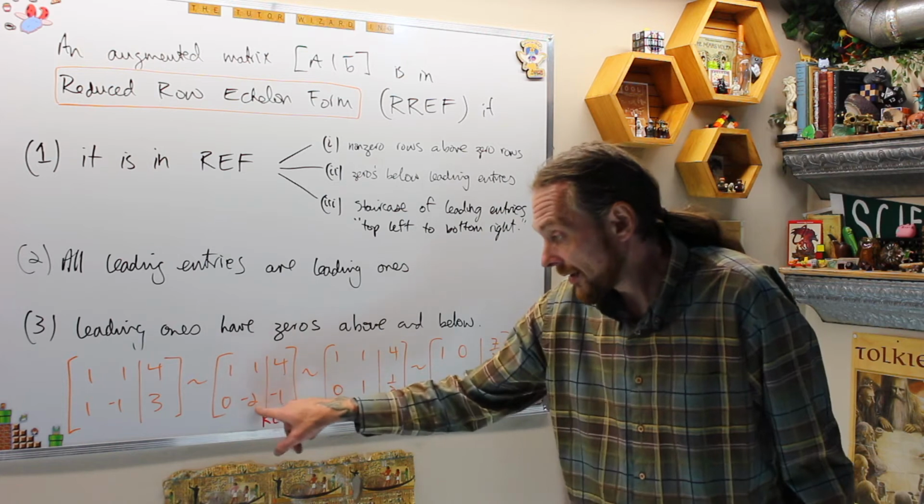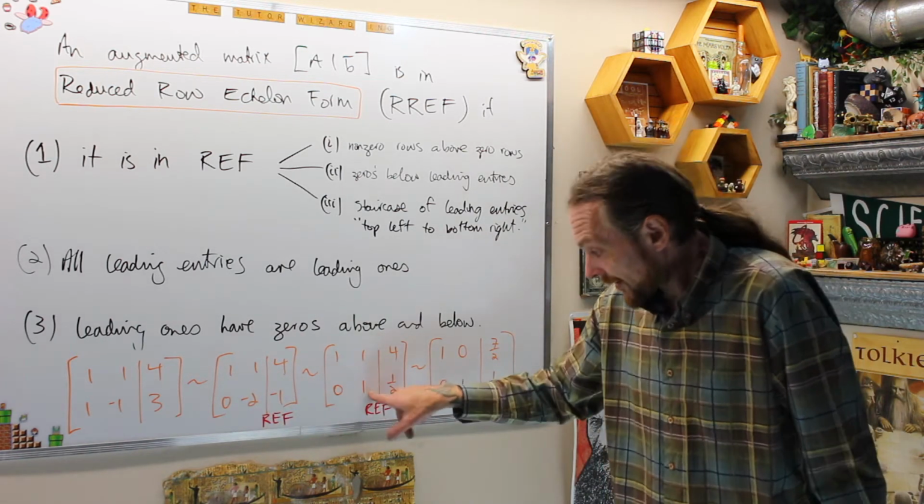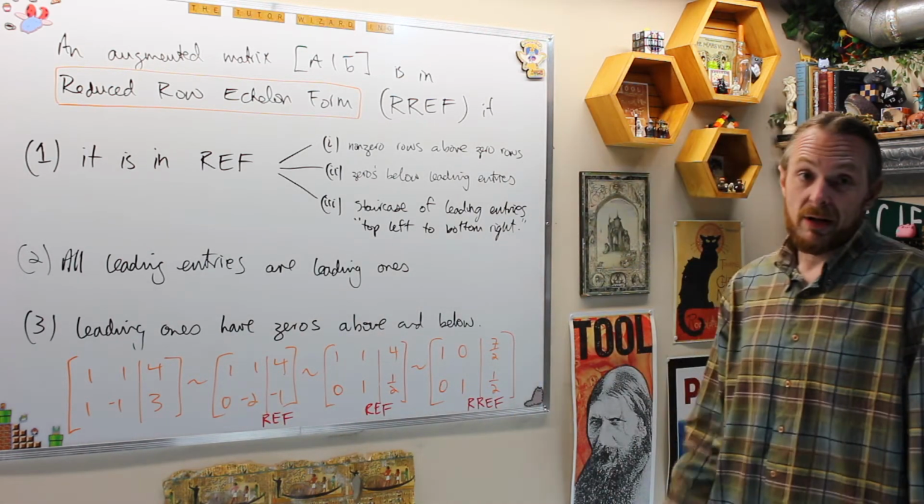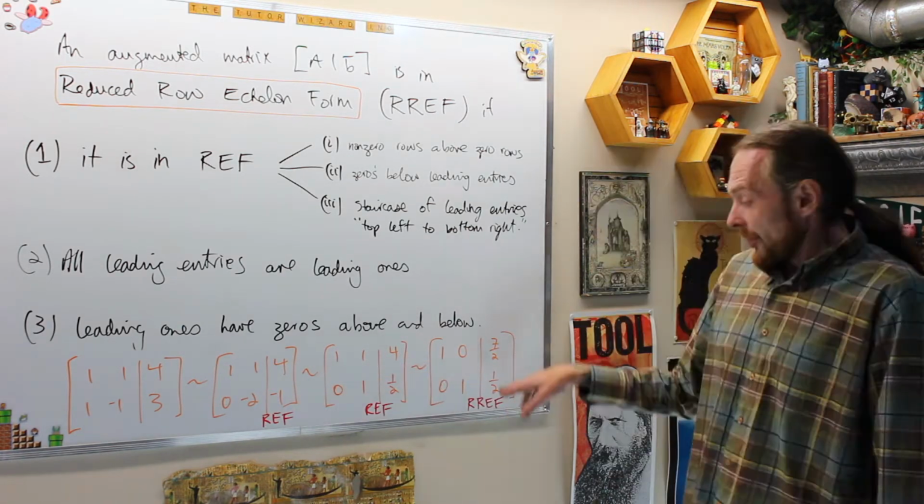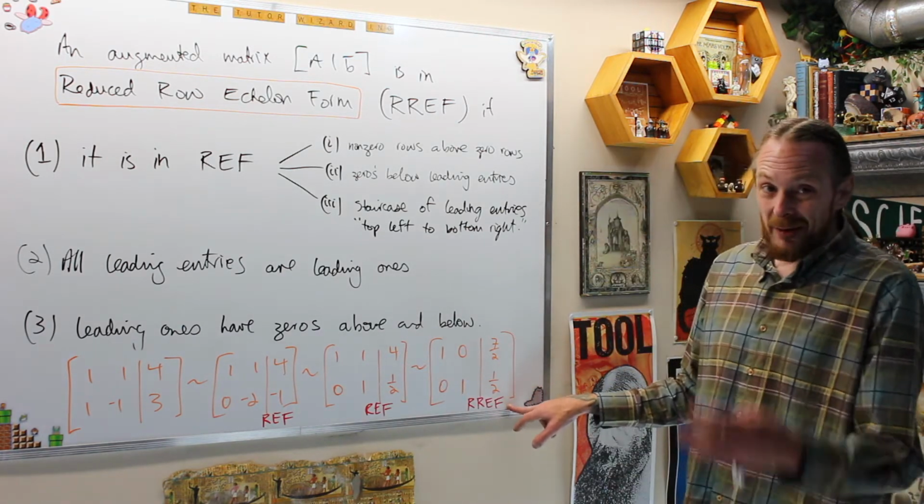This is a leading 1 and a leading entry. This is a leading 1 and a leading 1. So those are both row echelon forms. It is unique up to the constant. But reduced row echelon form, now there's only one.